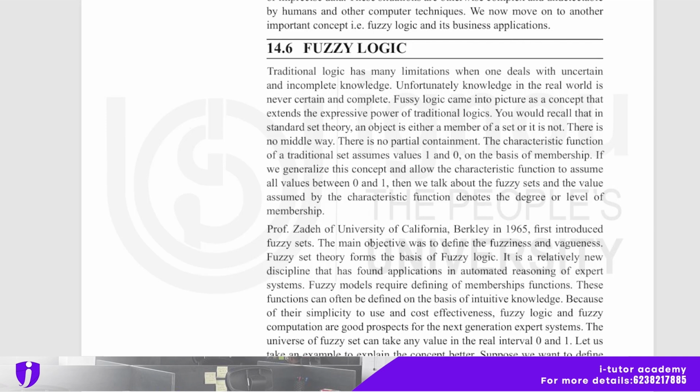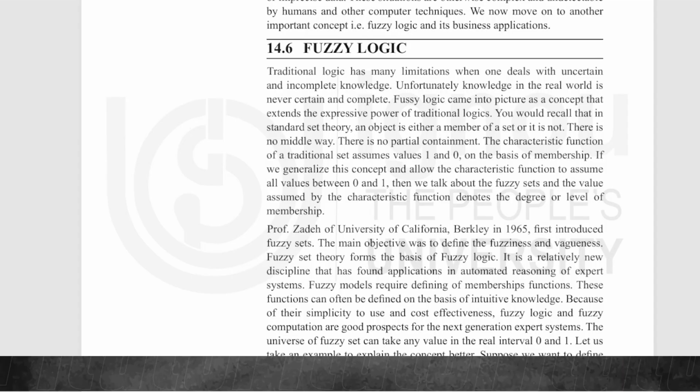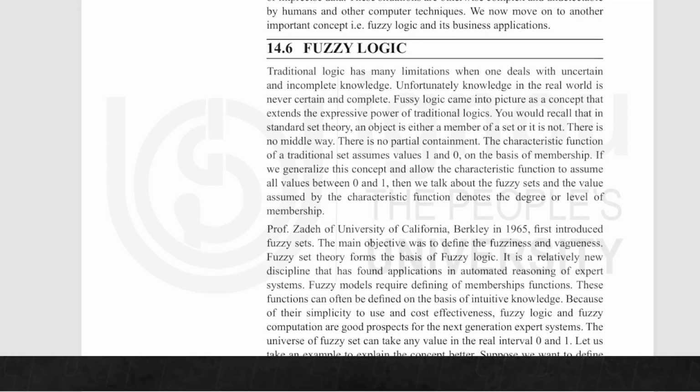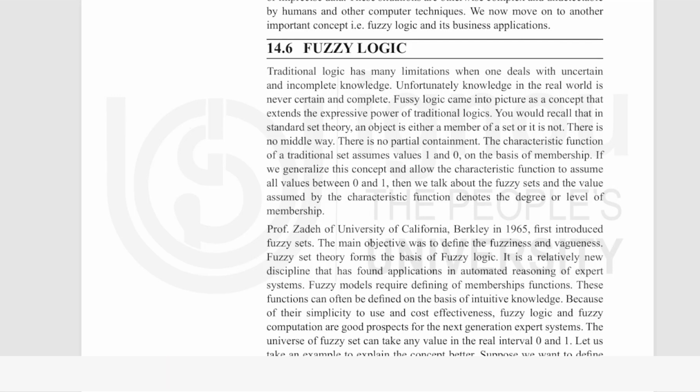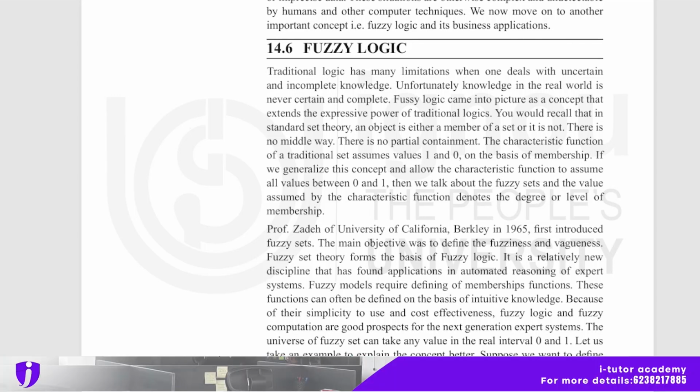The characteristic function of a traditional set assumes value 1 or 0 on the basis of membership. If we generalize this concept and allow the characteristic function to assume all values between 0 and 1, then we talk about fuzzy sets, and the value assumed by the characteristic function denotes the degree or level of membership. Professor Zadeh of the University of California, Berkeley, in 1965 first introduced fuzzy sets, and the main objective was to define fuzziness and vagueness.